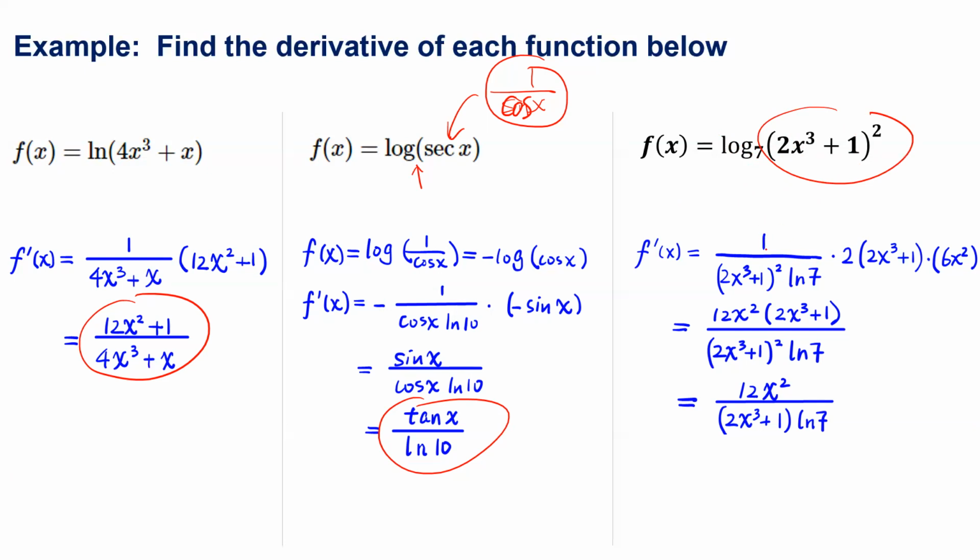And numerator is 1 here, times the derivative of the next layer, which is actually u squared, right? So that equals 2u. So that's 2 times (2x cubed plus 1), then times the derivative of the innermost function, which is 6x squared, right? Then after simplification, the final solution should be 12x squared times (2x cubed plus 1) times ln 7, this one here.